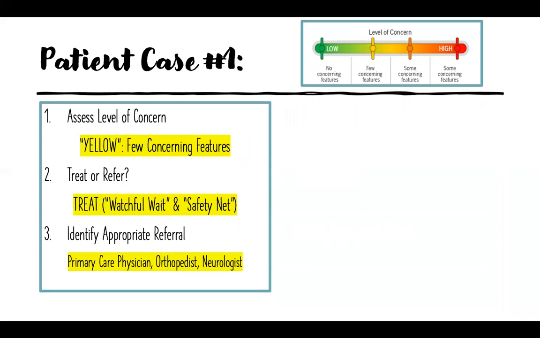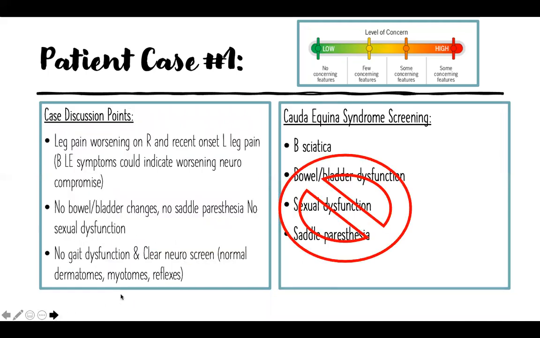We don't see others. And because of this yellow area that we're placing the patient in, so that's our level of concern is yellow. Our treatment decision, or our treat-or-refer decision, is to treat this patient and institute watchful waiting and safety net. If we do think a referral is necessary, if this patient isn't responding or if they are deteriorating, appropriate referral sources might be primary care physician, might be an orthopedist, might be a neurologist.